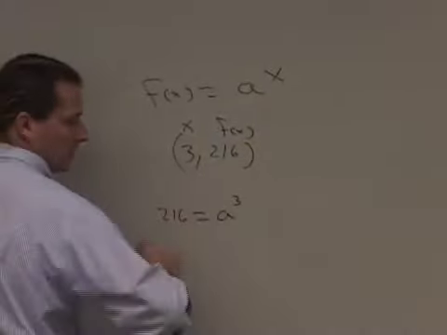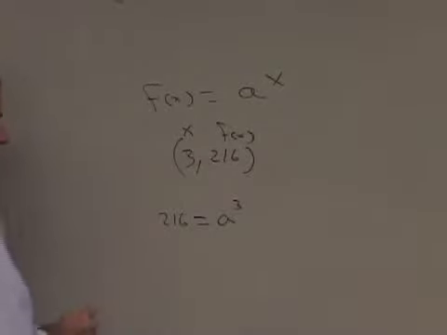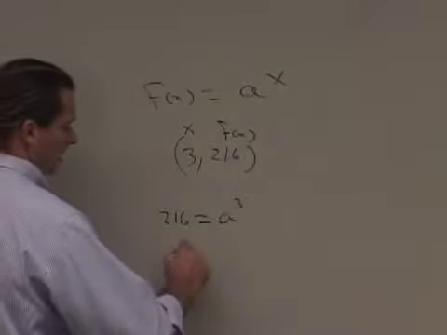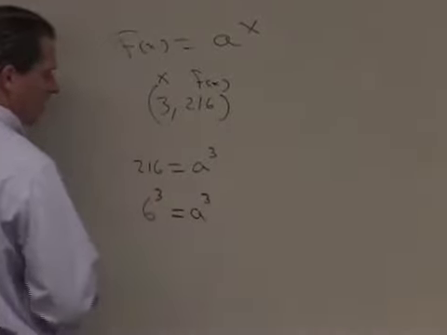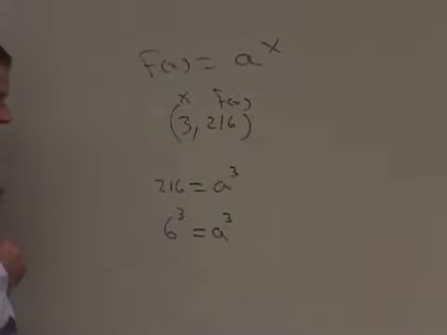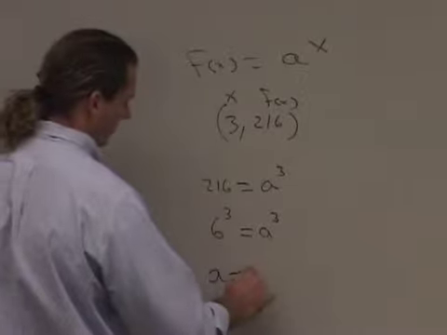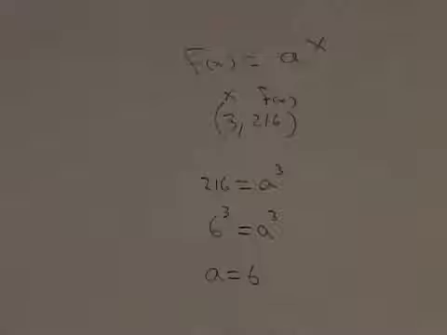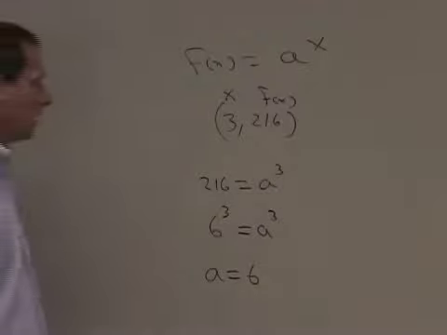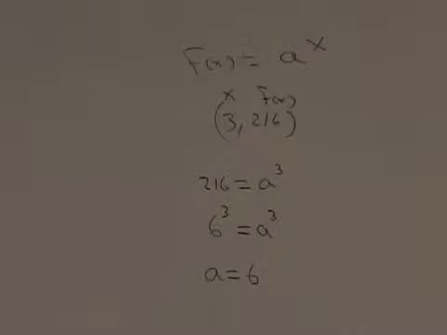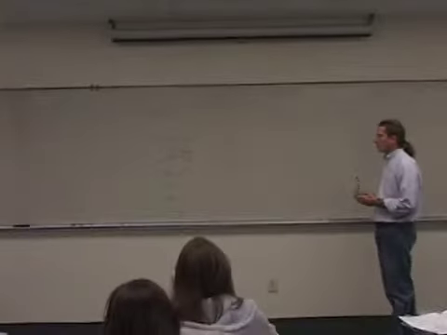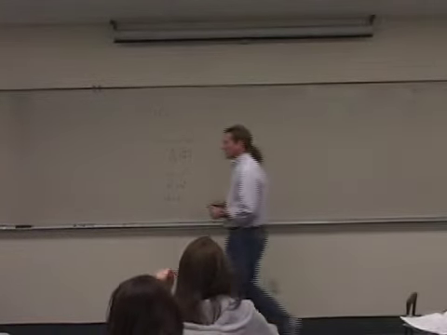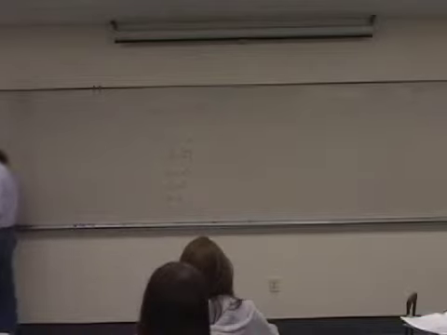And then you write this exponential equation the way you did the exponential equations on the worksheet, and say this is 6 to the third power is equal to a to the third power. So what is a equal to? A must therefore be 6. All right. Is there anything else on this particular page that you guys want to see?